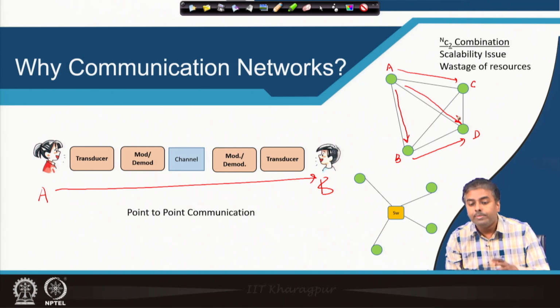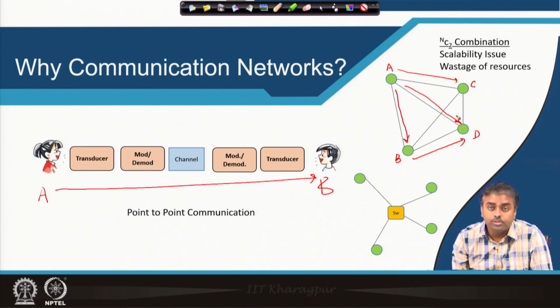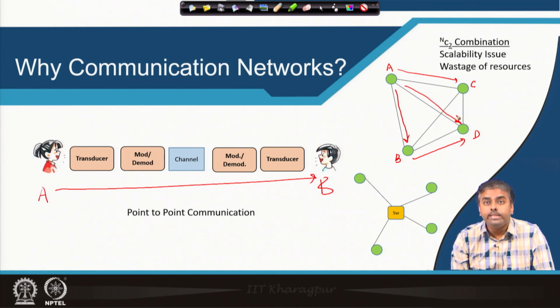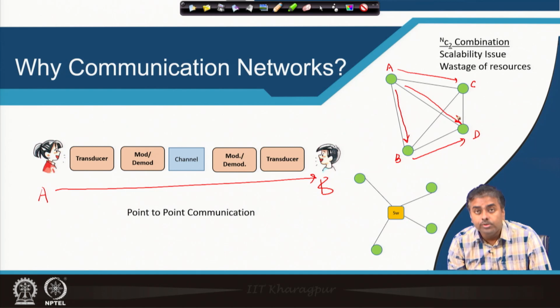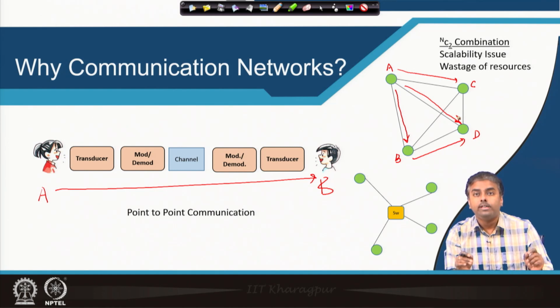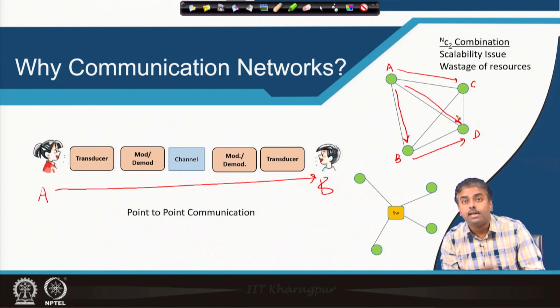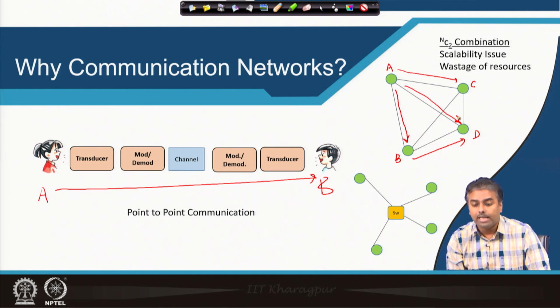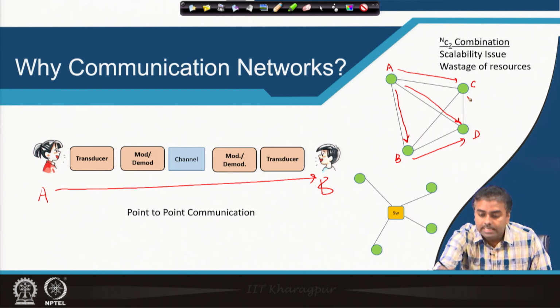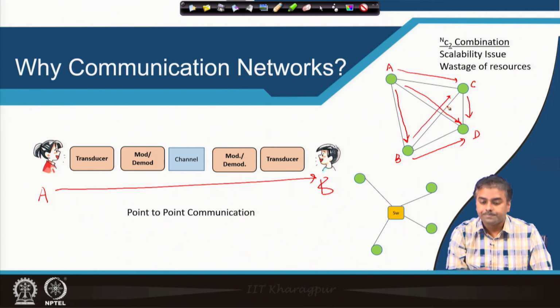So, similarly B can also try to do the same, and so can C and D. If everybody wishes to communicate with each one of them, we can understand that this kind of point to point communication link has to be constructed among themselves. Everybody should have these kinds of links, so all these links have to be constructed.